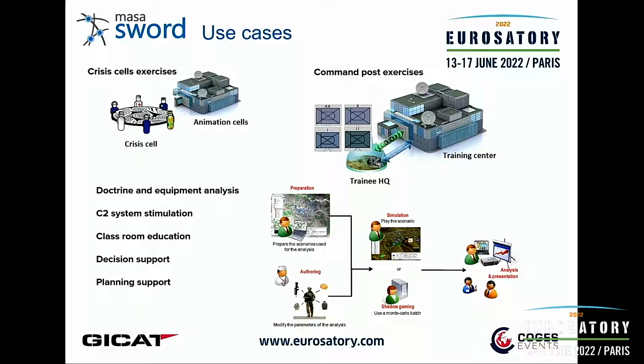The main usage of Sword is to provide a realistic simulated environment when performing exercises for higher level decision makers. So as an example, it could be for a crisis cell or, like in Viking here, a defense headquarter. Sword is also used by several defense organizations or system integrators for operational research.